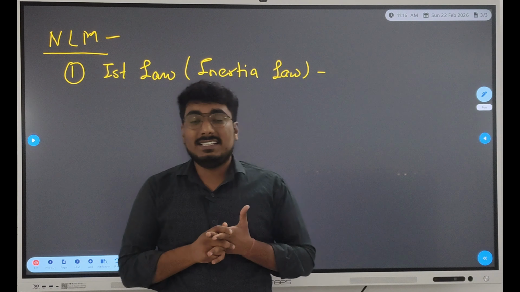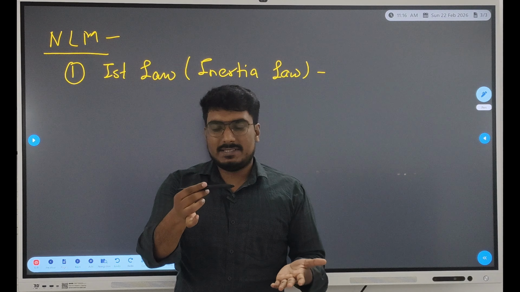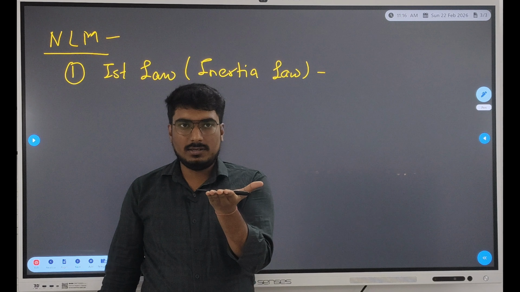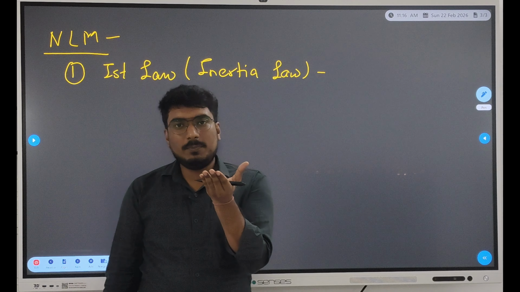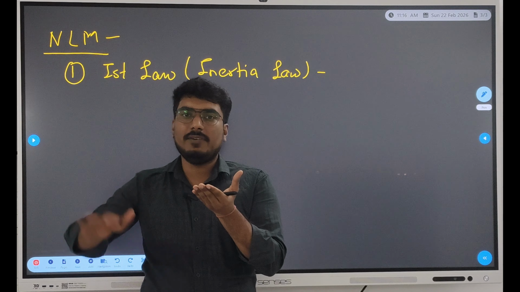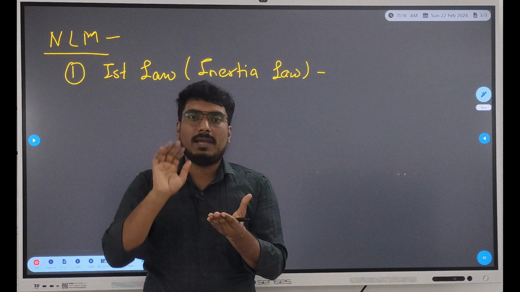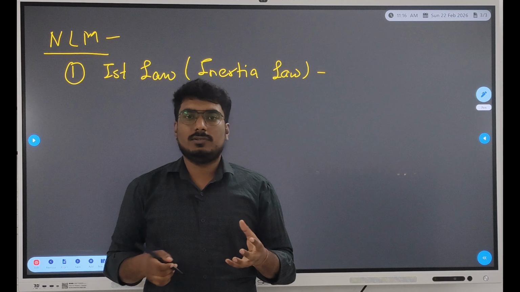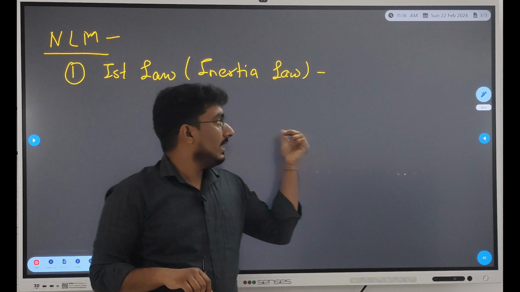Now, first of all, what is inertia? See, a pen is there. This pen will be at rest. Let's say I put it here. After putting it here, this pen will stay in the hand only, for infinite time, till I don't apply any external force. That inability to change the state of the object is called inertia.